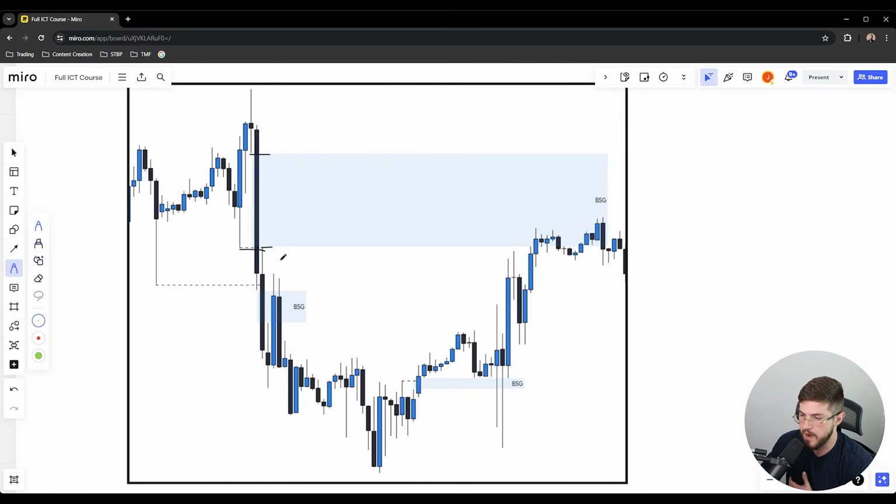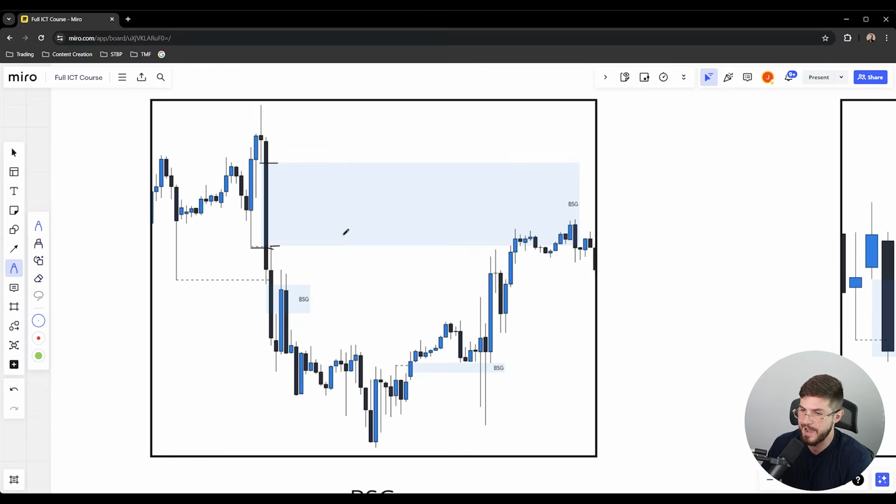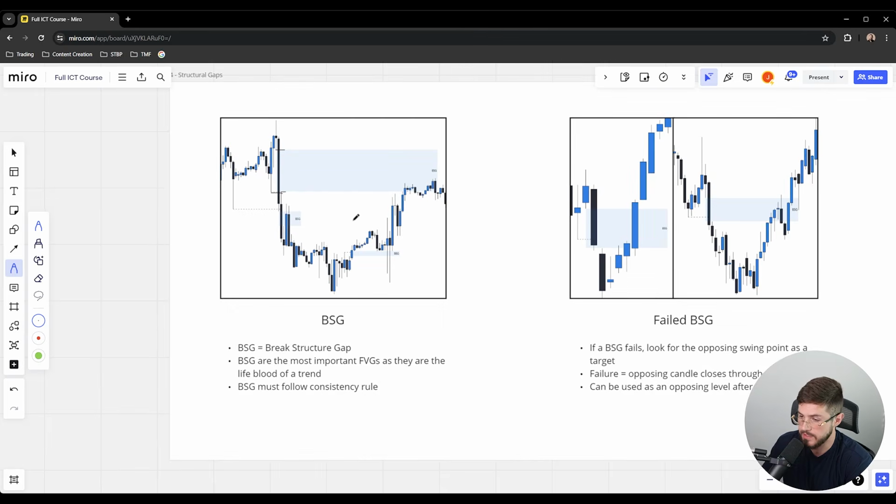So if we can pair together having both one-sided gaps and break and structure gaps, those are the highest probability fair value gaps, okay? You can have only a one-sided gap or only a break and structure gap and it work. But the higher probability is when you combine them together. That's another concept that I want to push into your mind, is that if you combine things together, you're going to have more confluence or more confidence in a trade or a bias or whatever you're trying to draw out on the chart.